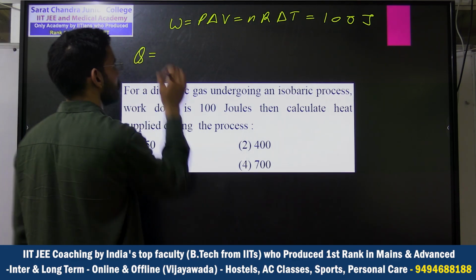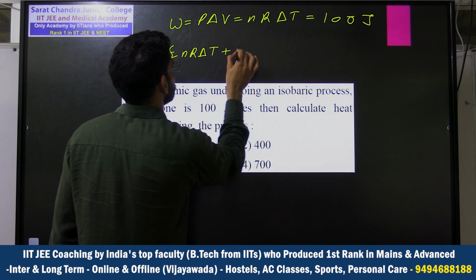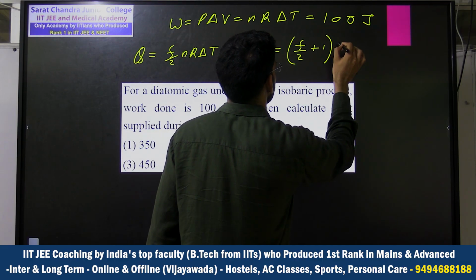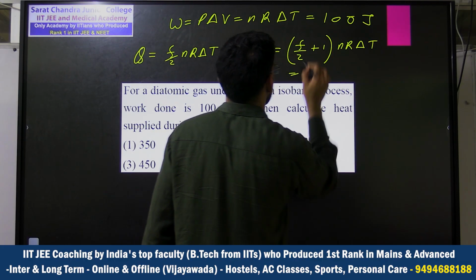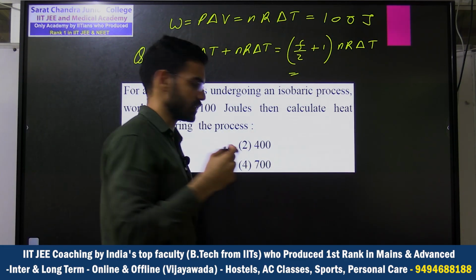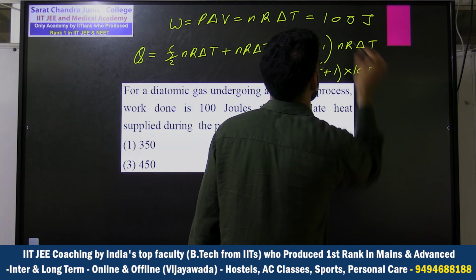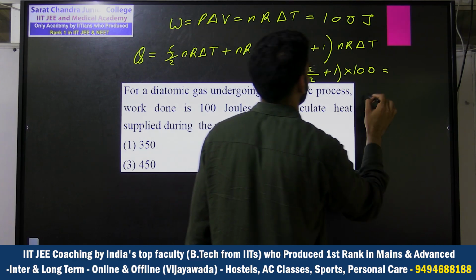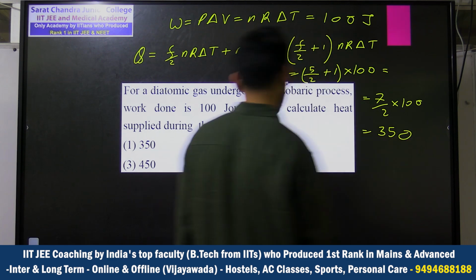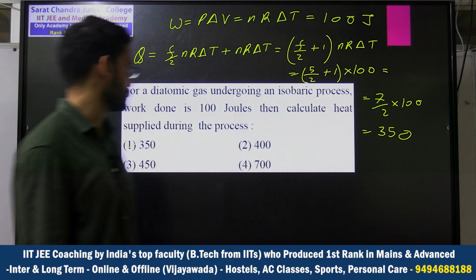Q is nothing but delta U plus W. Delta U is f by 2 n R delta T, and W is n R delta T. So f by 2 plus 1 into n R delta T. Many times I have done this. Diatomic means how many degrees of freedom? 5: 3 translational, 2 rotational. So this is 5 by 2 plus 1 into 100, as 100 is given. This came 7 by 2, so 7 by 2 into 100, which is 350. So first option. Got it? Very, very easy question.